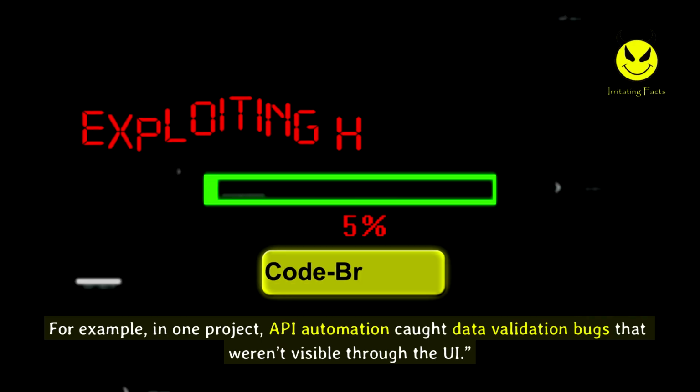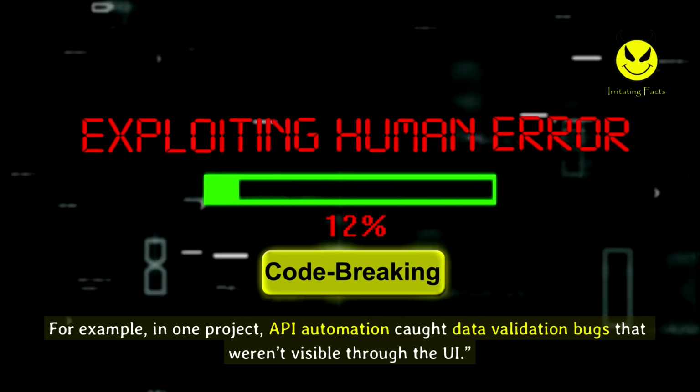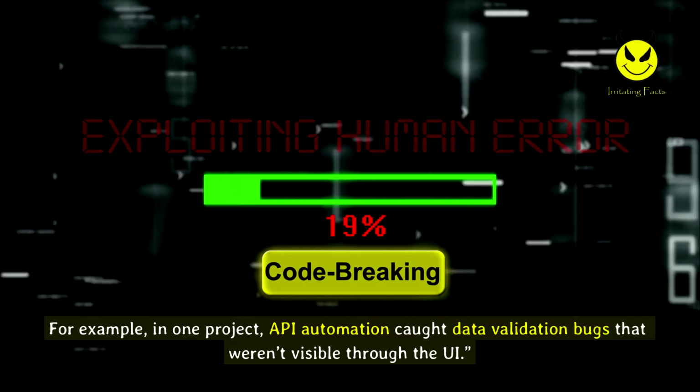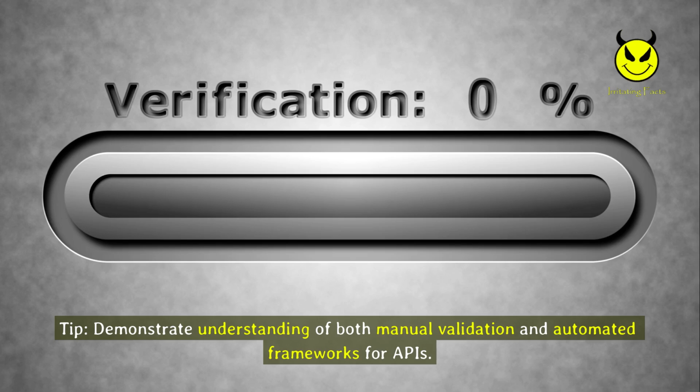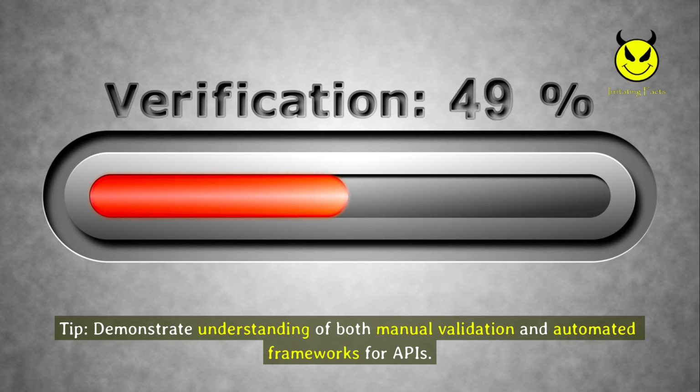For example, in one project, API automation caught data validation bugs that weren't visible through the UI. Tip: demonstrate understanding of both manual validation and automated frameworks for APIs.